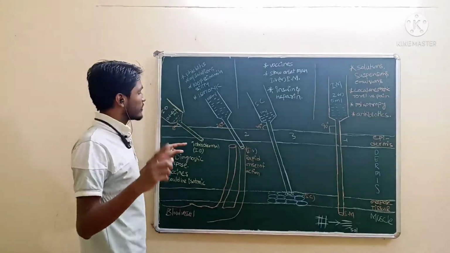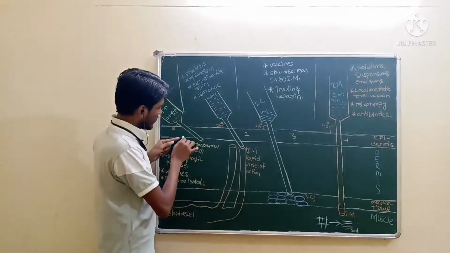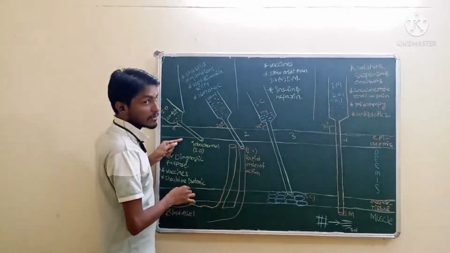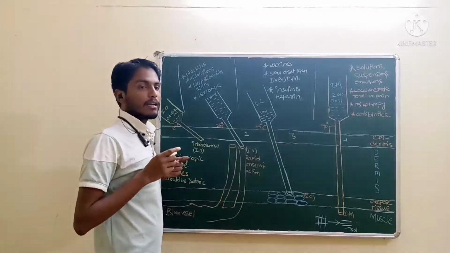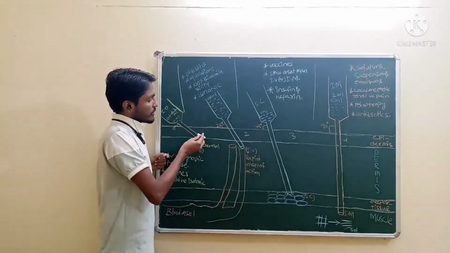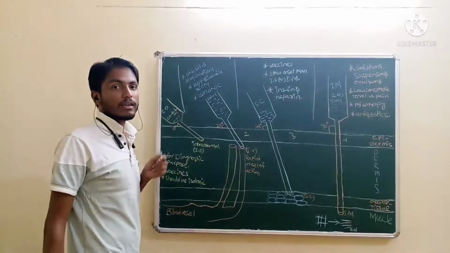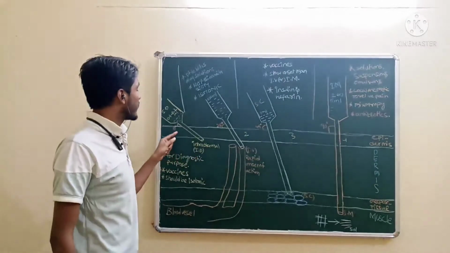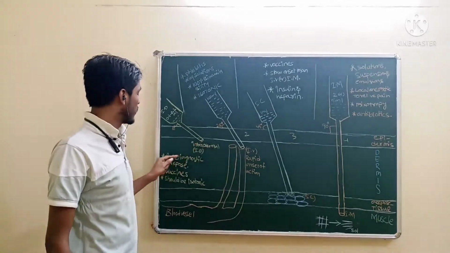First one is intradermal. See, this is the epidermis. This layer we can call the dermis. So first I need to touch the dermis layer. Then what kind of route is it? The route name is intradermal. Intra means inside, dermal means dermis.